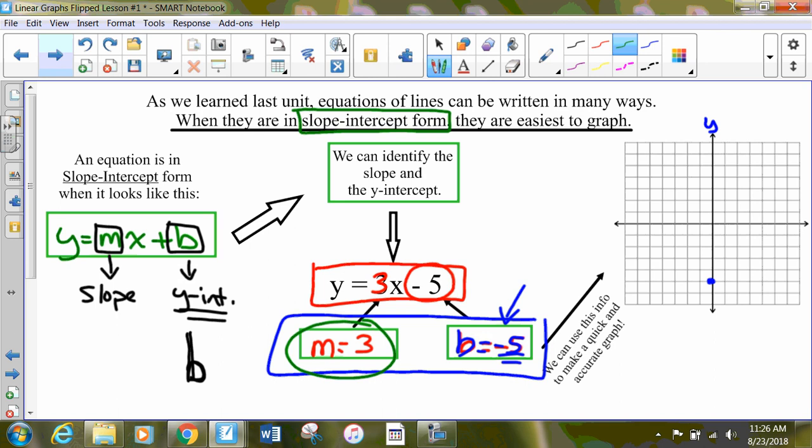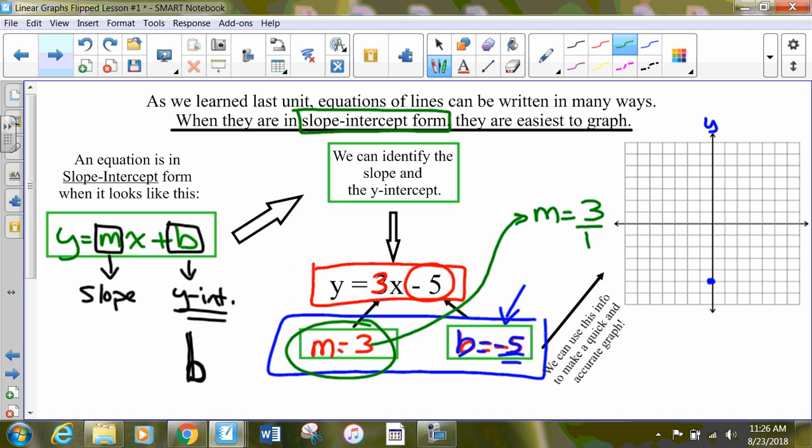And I know what you're thinking. You're like, no, Miss Overby, this just says 3. We need a rise and a run. And you're right. The rise is 3. What do you think our run's going to be? And I can hear it. It's 1, because 3 over 1 is the same thing as 3. We want to write it as 3 over 1 when we're graphing, so it helps us.